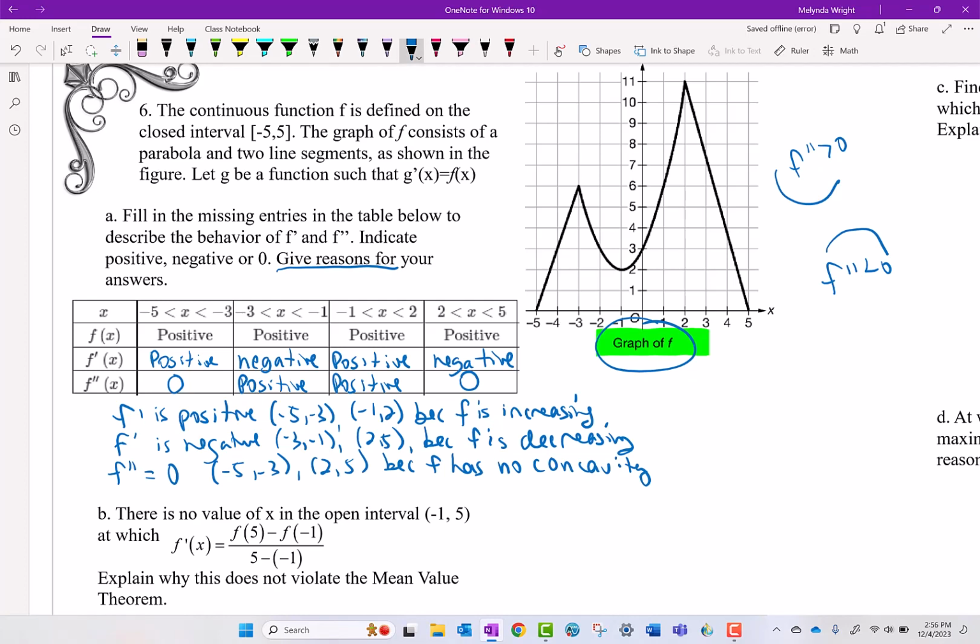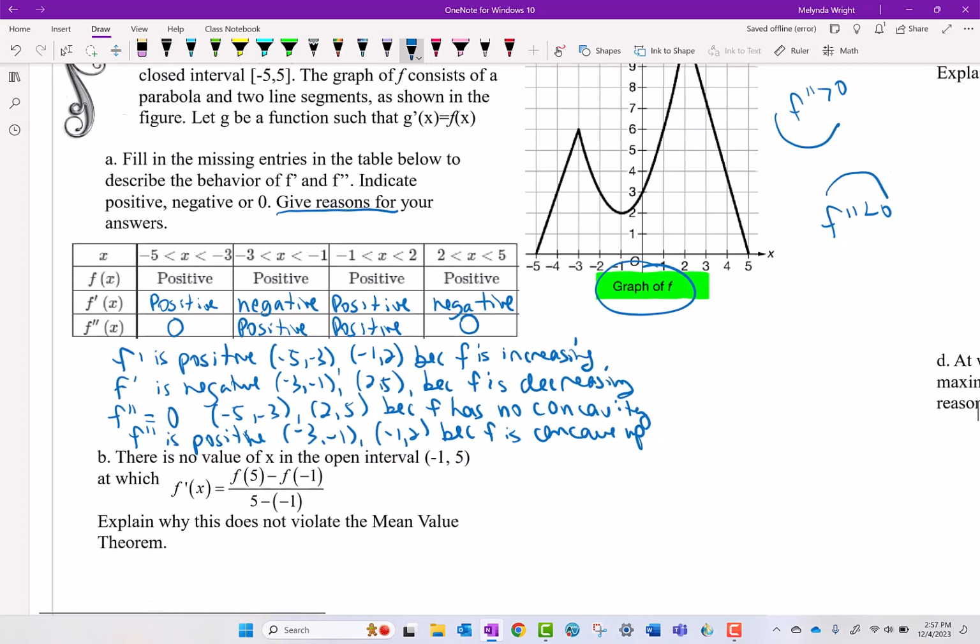Okay, so now let's talk about f double prime. What else? Oh, it's positive. So f double prime is positive from -3 to -1 and -1 to 2 because, why? Because f is concave up. So we physically looked at it to see that f was concave up. Whew, and those are our reasons.